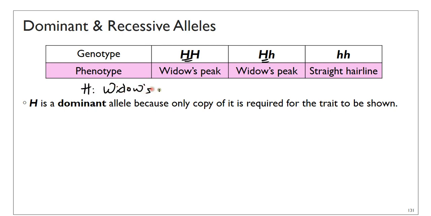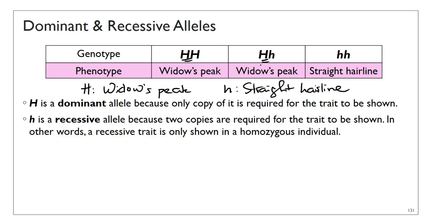Such a nice name, widow's peak. And the lowercase h is going to be the allele for straight hairline. So the capital H is dominant because you only need one copy of it for the trait to be shown. And that's the definition of a dominant allele or dominant phenotype. And the lowercase h, the one for straight hairline, is going to be the recessive allele in this case because you can only see it if the individual possesses two copies of the allele. So if the individual is homozygous for that particular trait, that's the only way for it to be shown.